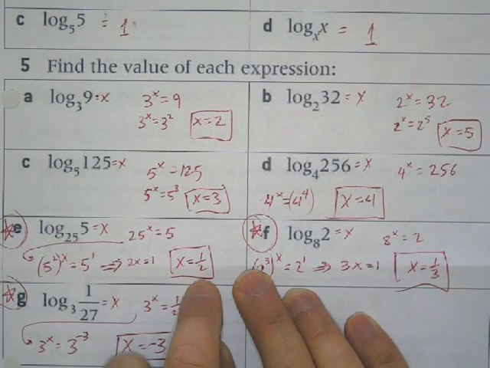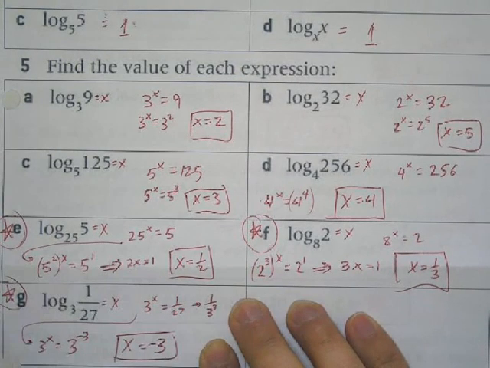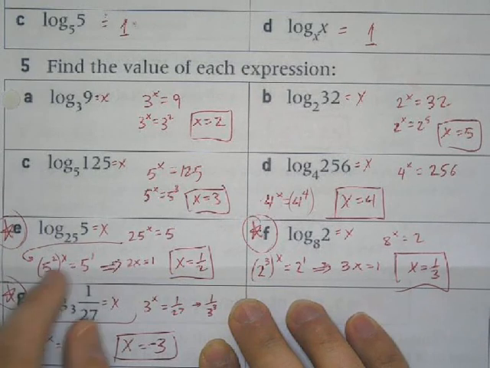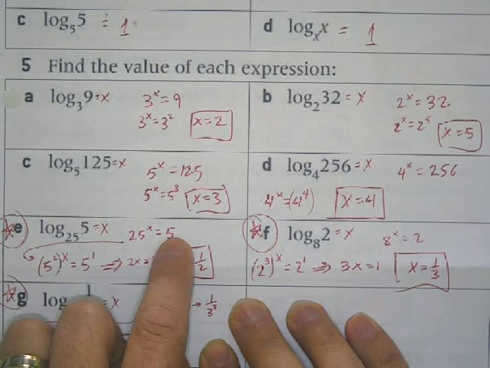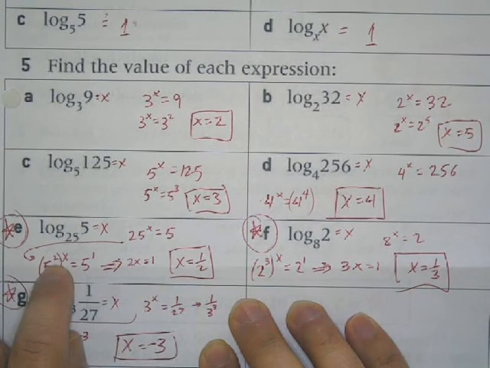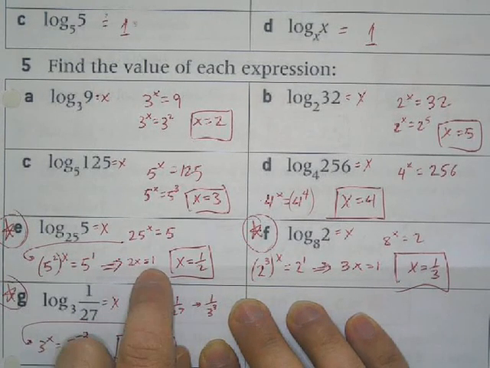But let's just say I didn't know that it was square root. Let's say, because we know 25 is 5 squared, right? And if I have this to the power of x equals 5, when I have a power to a power, like here, this means I multiply, I have 2x. So I have 2x equals 1, so x is 1/2.